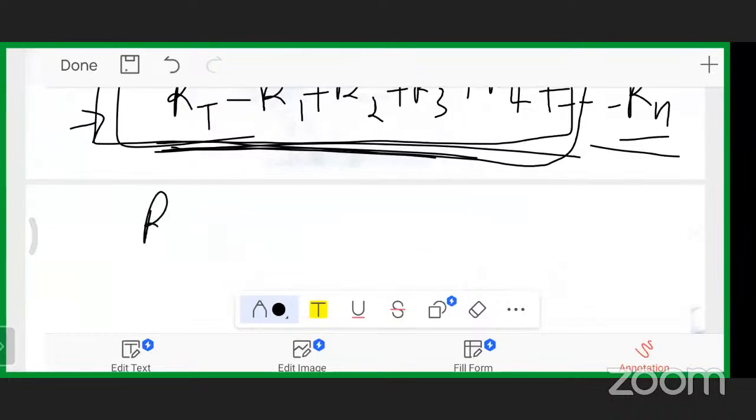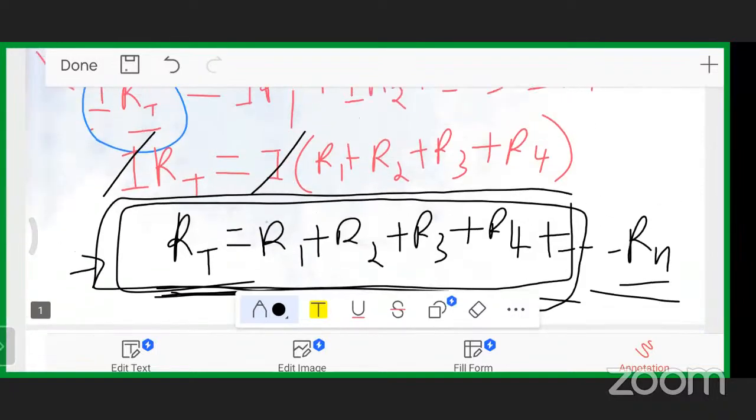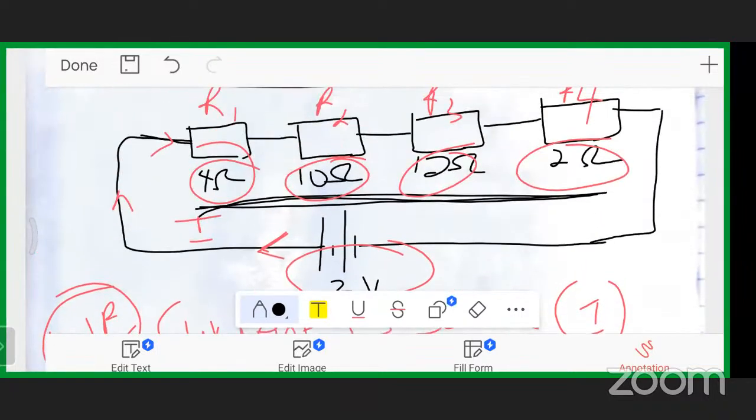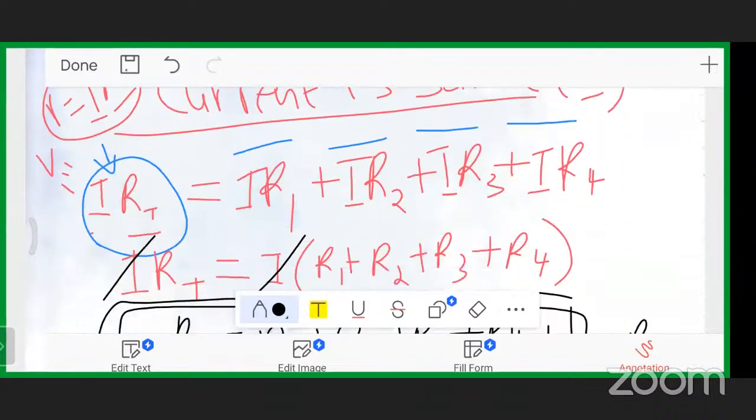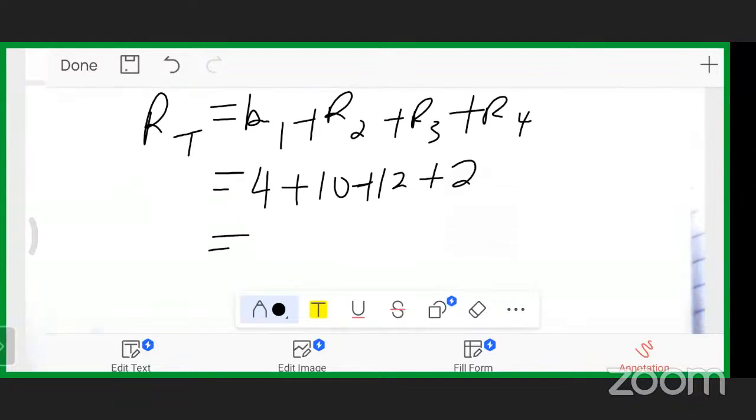So the R total or R effective will be R1, there are 4 of them, R1 plus R2 plus R3 plus R4. Then just bring in those values. We have them as 4, 10, 12, and 2. So 4 plus 10 plus 12 plus 2, and this will give you 28 ohms. So that is how you find the total resistance.